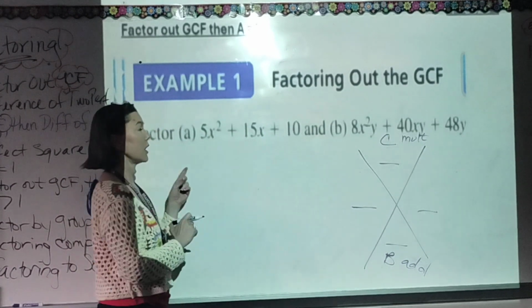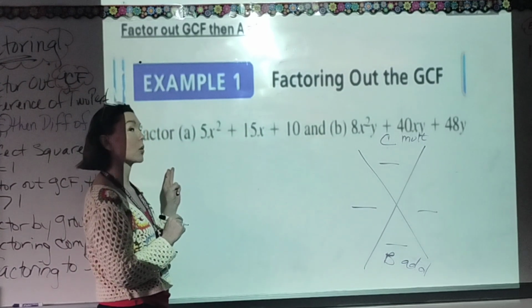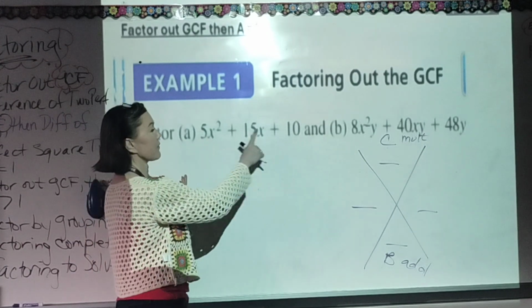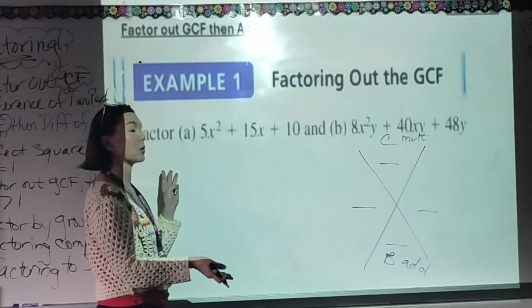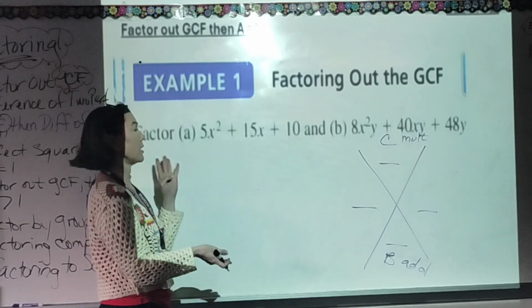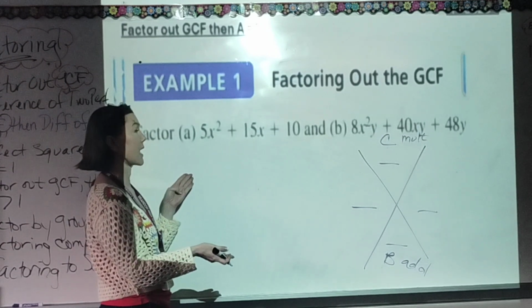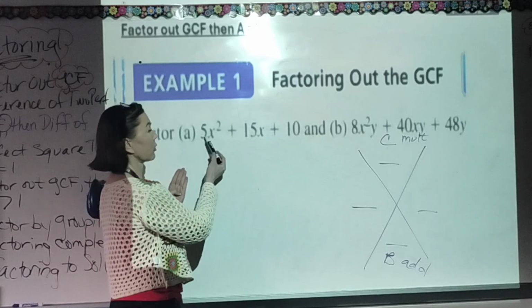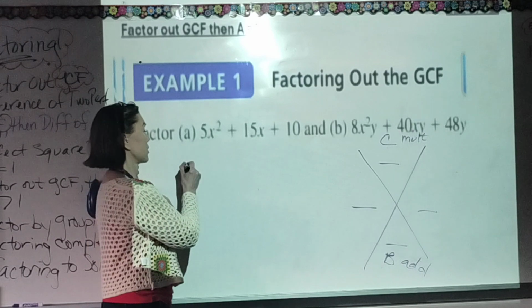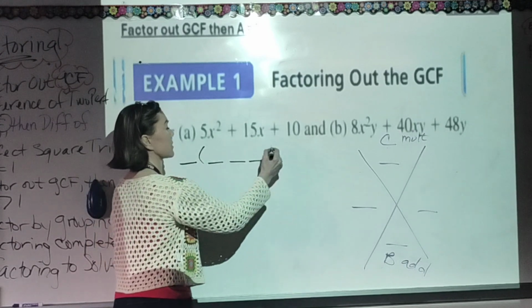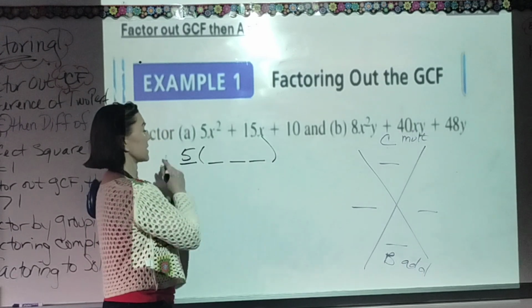A trinomial. Number 2, is it a perfect square trinomial? No. 5 and 10 are not perfect squares. Number 3, is the A value equal to 1? No. Number 4, can you pull out a GCF? Yes, because all 3 of these terms are multiples of what? 5. So we're going to pull out a GCF first. So our GCF is 5.